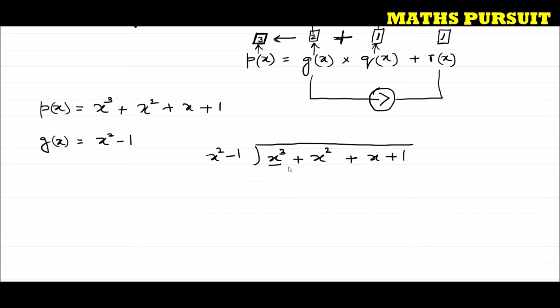Now this is the highest degree term of this polynomial, x to the power 3, and you could see that in the divisor we have x to the power 2. So what should I multiply to this x to the power 2 so that I can get x to the power 3? The answer is very simple and very straightforward. If I multiply x to x to the power 2, then I'm going to get x to the power 3. That is what I'm going to do now. I'm multiplying x to x to the power 2, and I also need to multiply x to minus 1. If I multiply x to minus 1, I'm going to get minus x here.